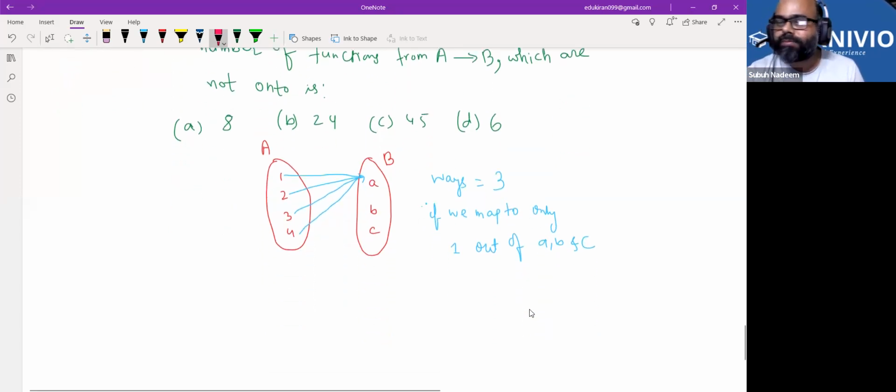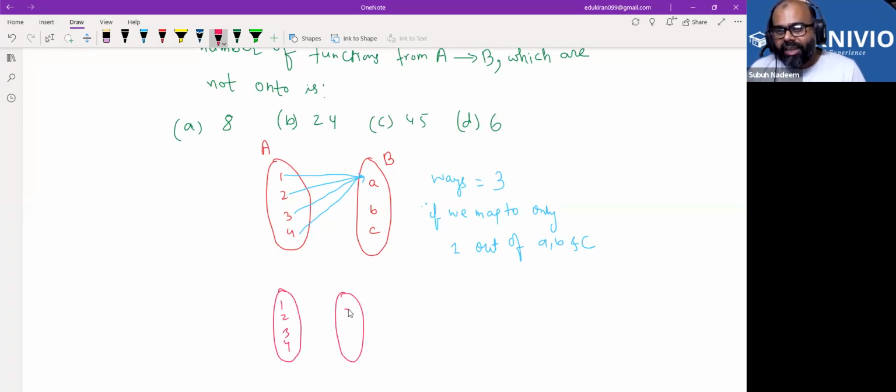Now, if we map to 2, we have 1, 2, 3, 4 and A, B, C. Now we select any two, suppose AB. We can select BC also or AC also. Now suppose we select AB. Then in how many ways can we map these 4 to these 2? So here we can map each of them.